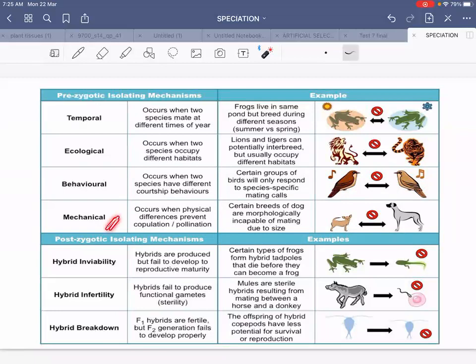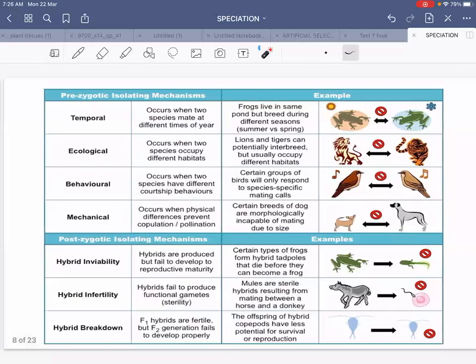Mechanical genetic isolation occurs when physical differences prevent pollination, right? Or prevent mating. This is very, very obvious that certain breeds of dog are morphologically, structurally different, and that is why they are incapable of mating due to size. These are pre-zygotic isolating mechanisms.